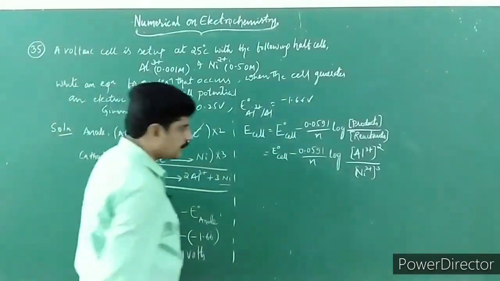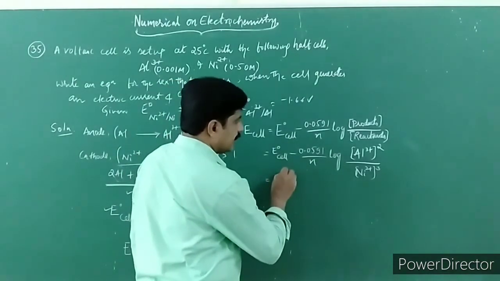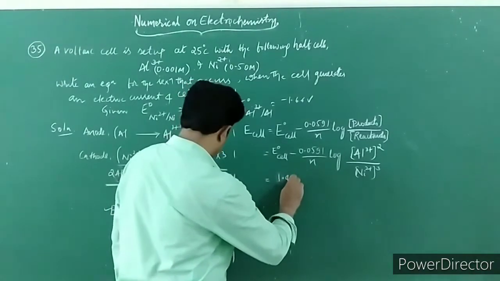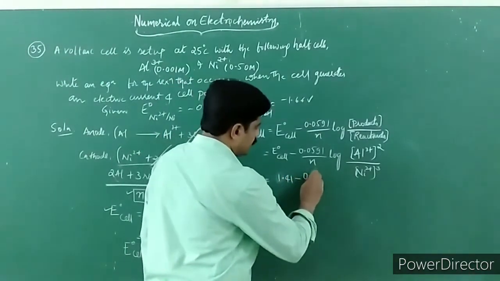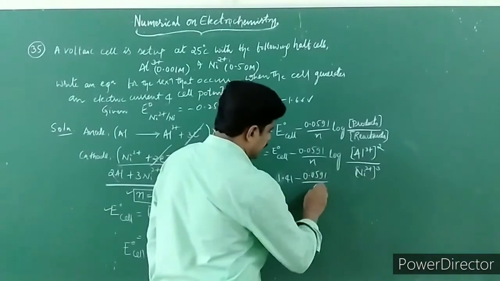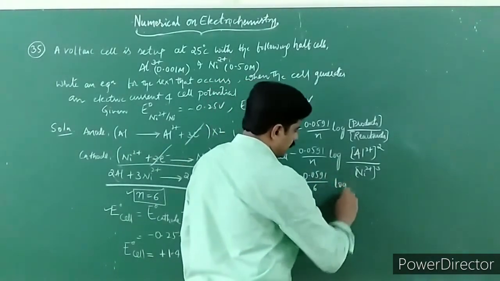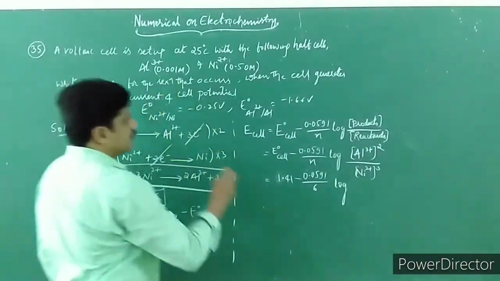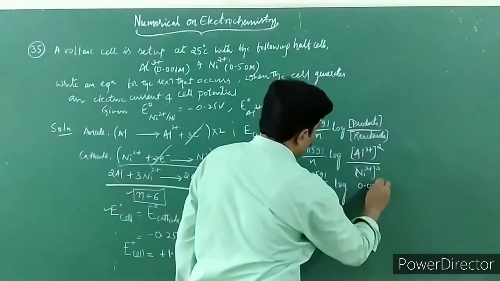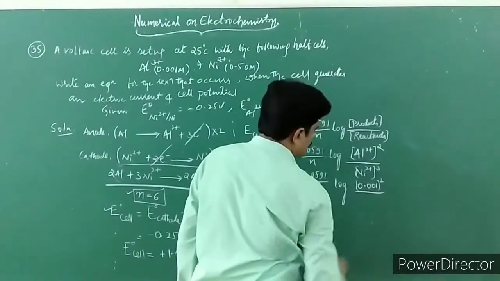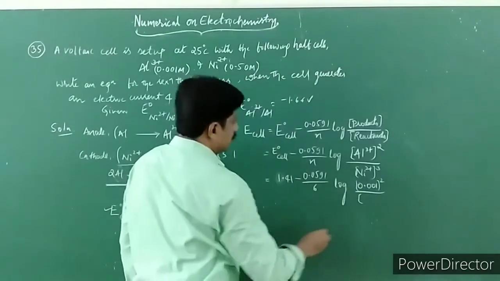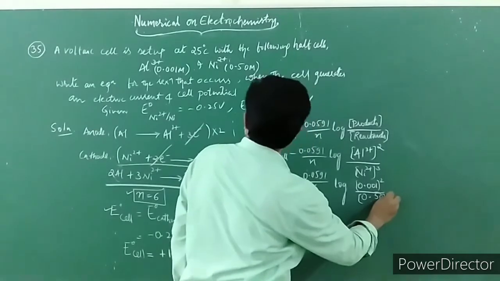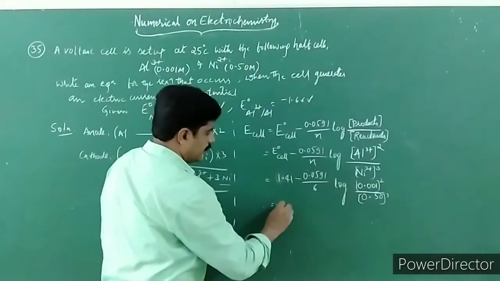Right? Now E naught cell. Let me put the E naught cell value. How much is it? 1.41, is it not? Minus 0.0591 upon 6. N is equal to 6. Log of. Children, look at here. Al3+, what is the concentration? 0.001 square upon nickel. How much? 0.50 whole cube. Is it not? Whole cube.